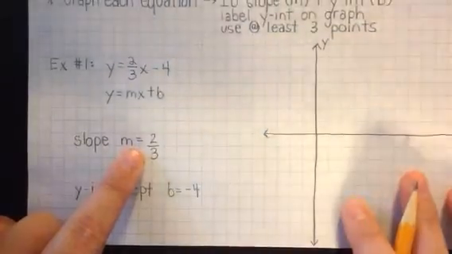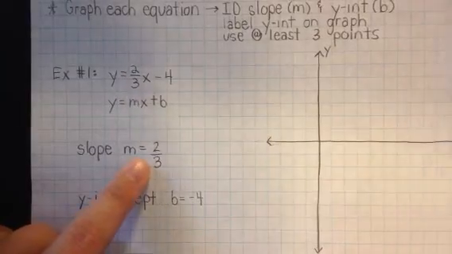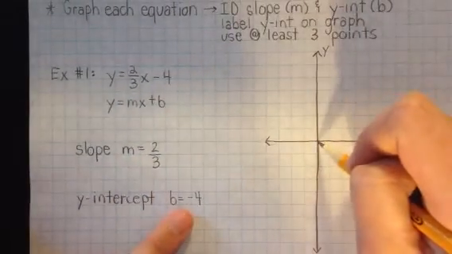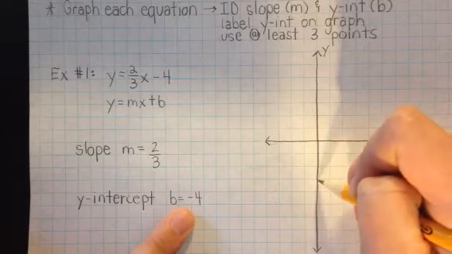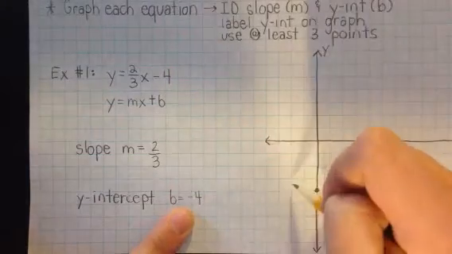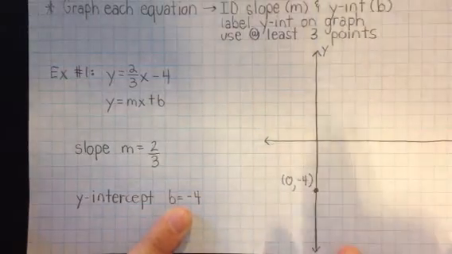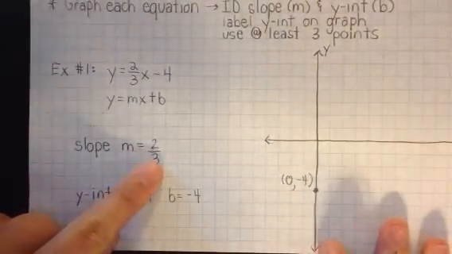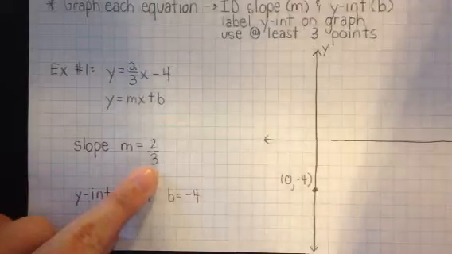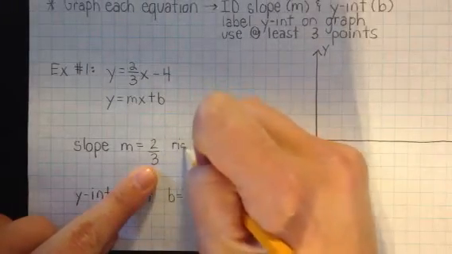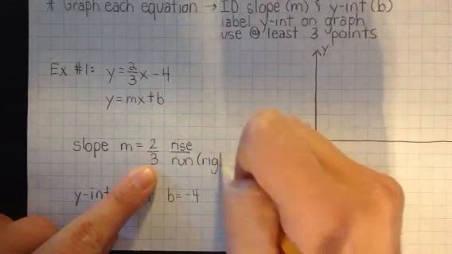Okay, so looking back at the directions, I've identified the slope and y-intercept. I'm going to plot the y-intercept, which is -4, so that means it intersects the y-axis at -4. This is -1, -2, -3, -4, so my y-intercept is at (0, -4). I'm labeling that point. And then remember from your steps, the slope tells you where to go from here. So from my y-intercept, I've got a slope of 2/3. It's positive, so that means I rise over run. And remember, run means to the right.